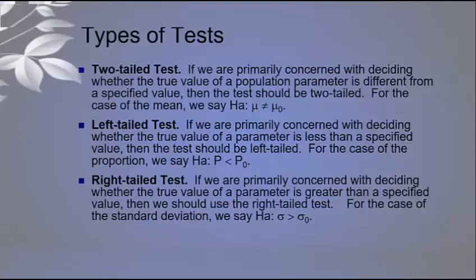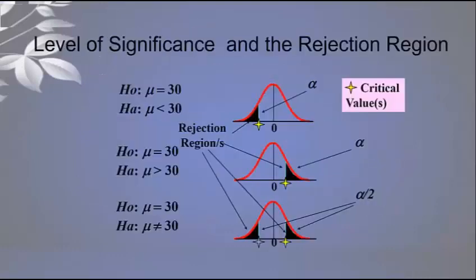Right-tailed tests. If we are primarily concerned with deciding whether the true value of a parameter is greater than a specified value, then we use right-tailed tests. For the case of the standard deviation, we say standard deviation is greater than a certain value of the standard deviation. This is an illustration of level of significance and the rejection region.